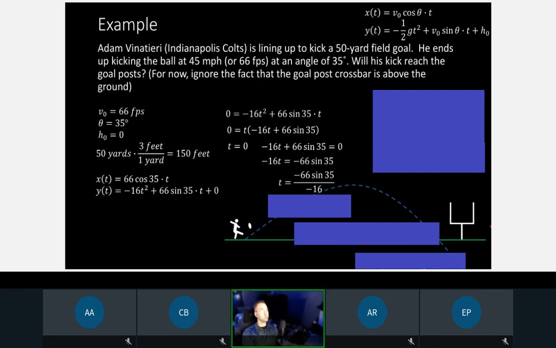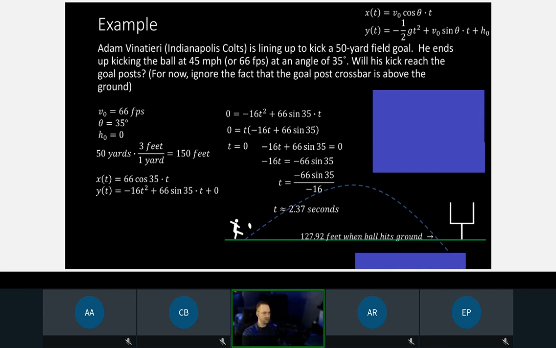So a lot of 2.37s. That sounds right. 2.37. So that means, using my same picture, it takes, oops, I gave the answer away, dang it. At 2.37 seconds, the ball hits the ground.